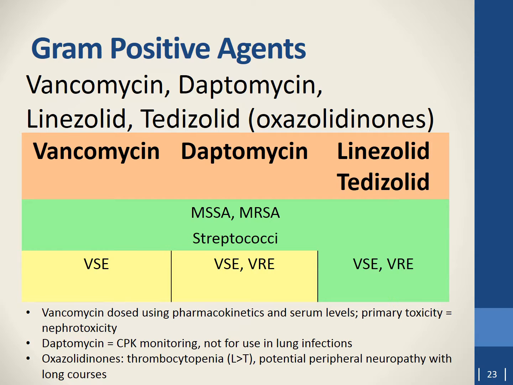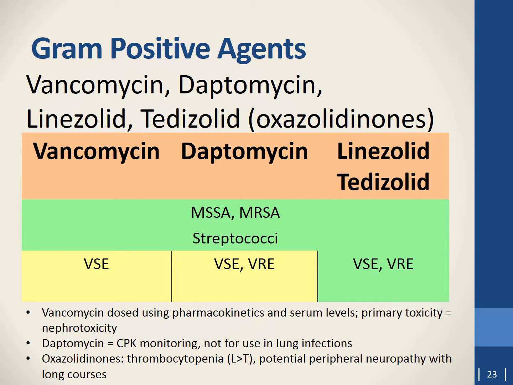So let's walk through the stoplight for these agents here. You can see I have them listed for you across the top. I want to point out they're not all in the same drug class, so please don't confuse that as such. But since they're all used for similar indications, I grouped them together for you. So vancomycin, daptomycin, and the oxazolidinones, linezolid and tadalafil, can all be used to treat staphylococcal infections and streptococcal infections.